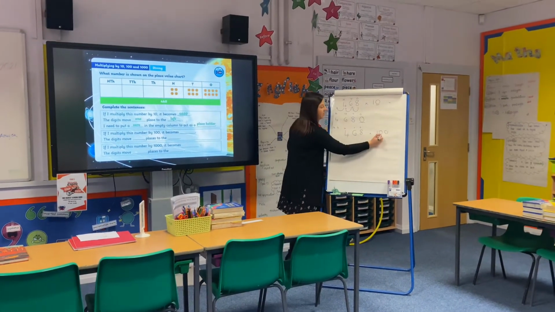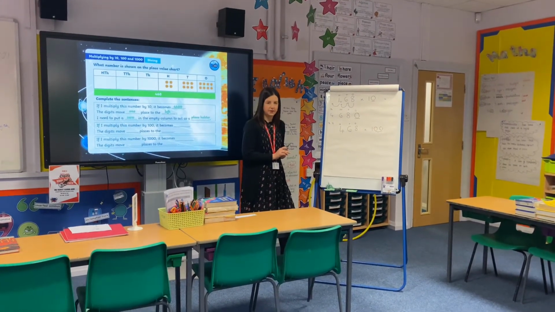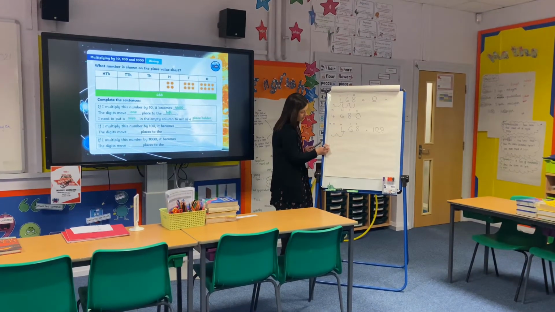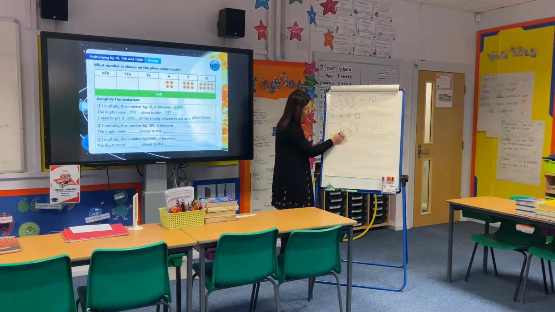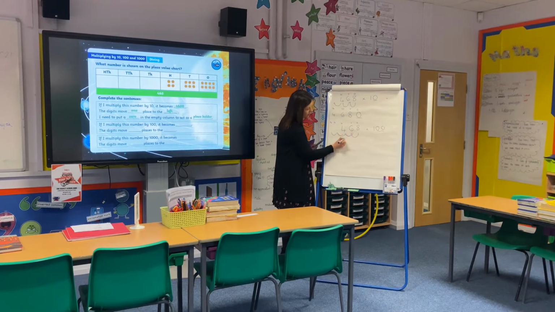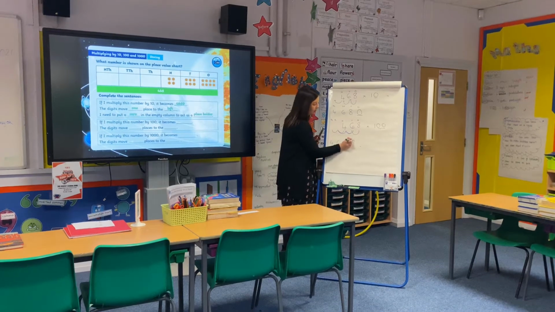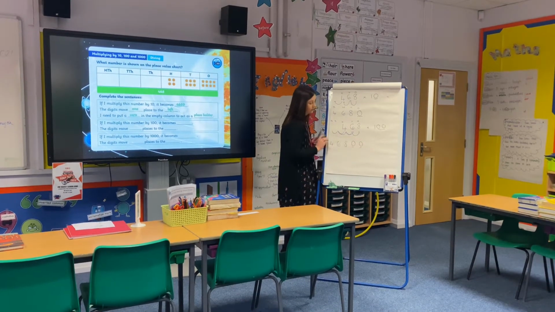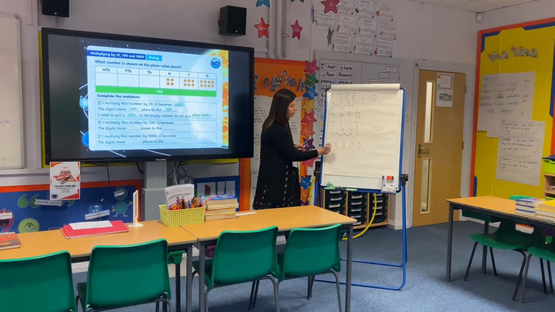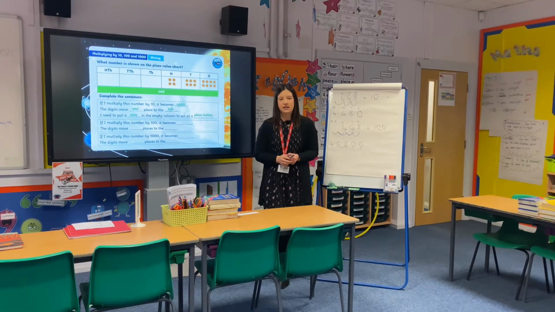So this time, having a look at timesing by 100, I'm going to move it 2 places to the left. So my 4 goes 1, 2. My 6, 1, 2. My 8, 1, 2. And this time I've got 2 spaces, so I'm going to put my 2 placeholders in. So 468 times by 100 would equal 46,800.